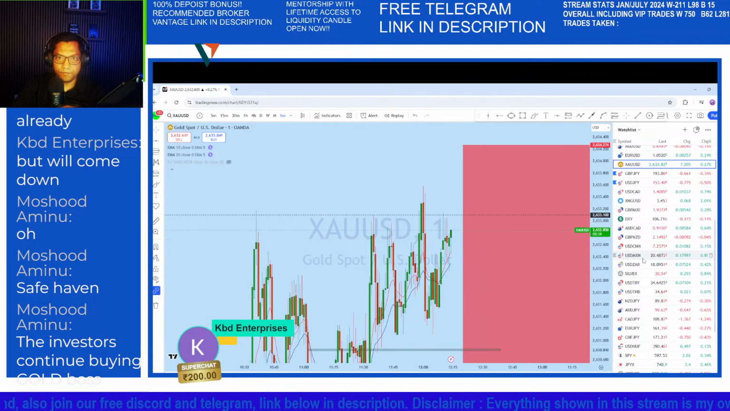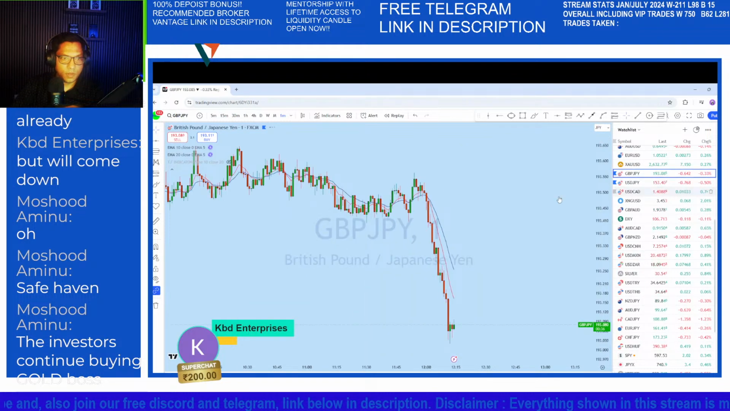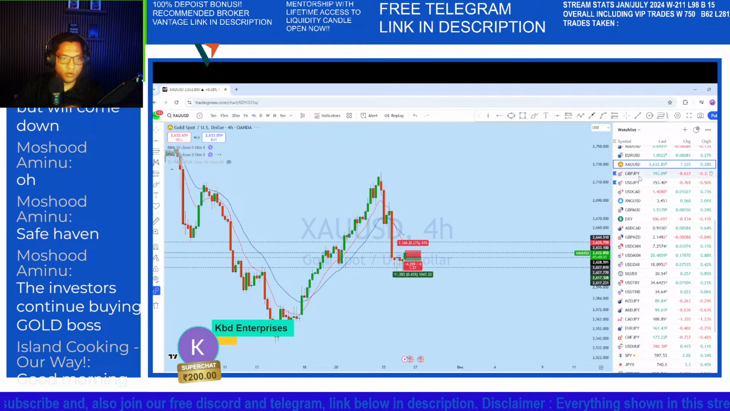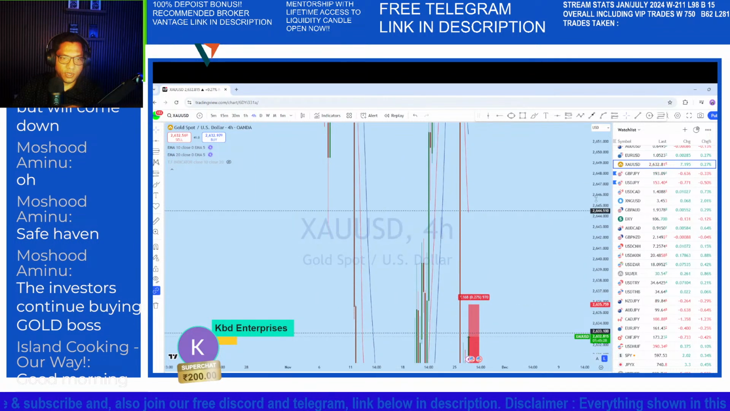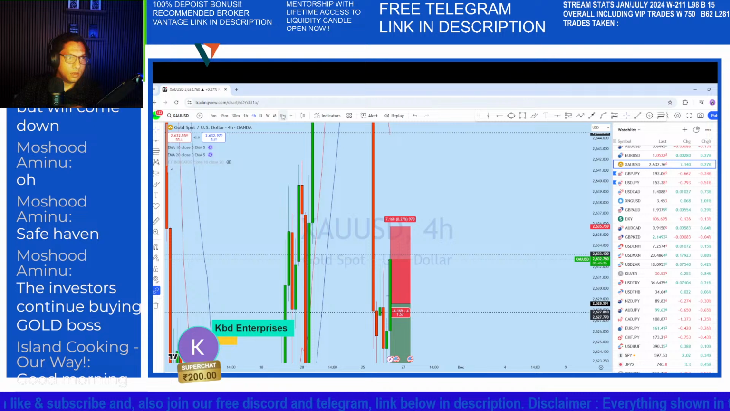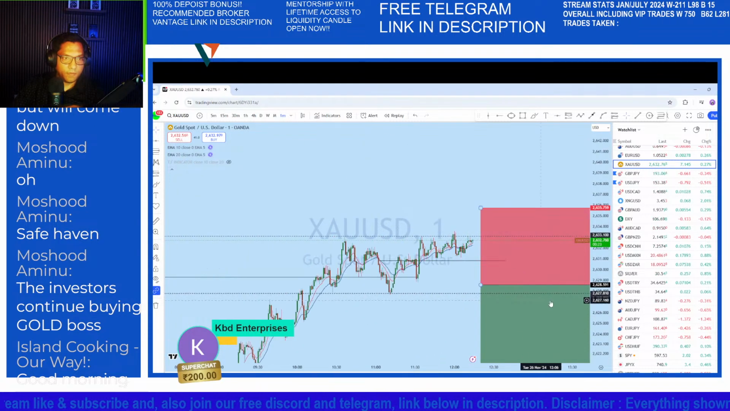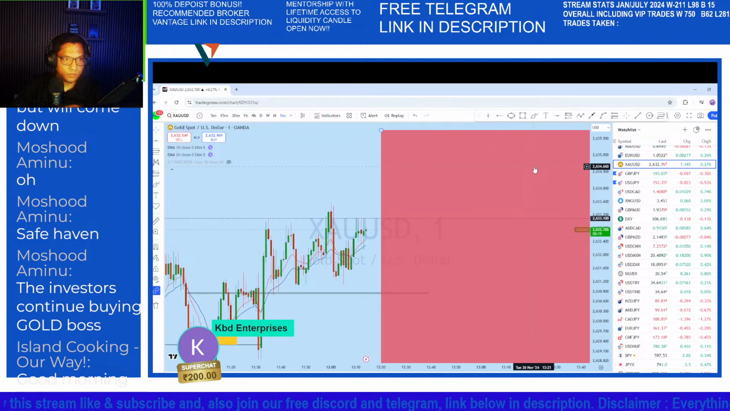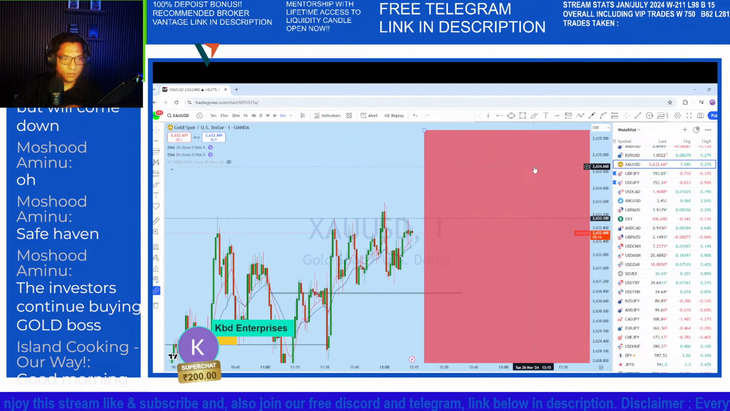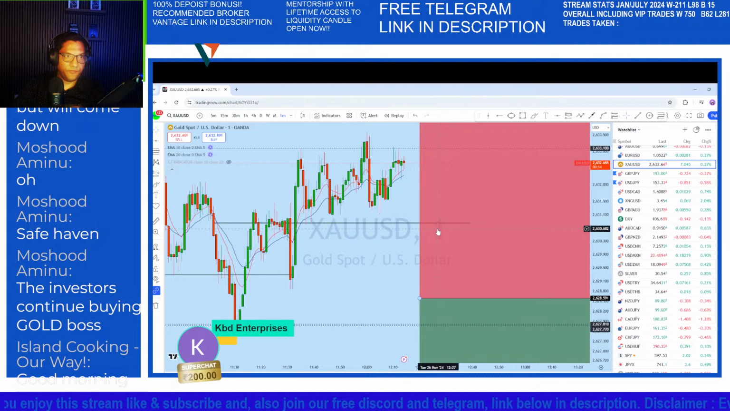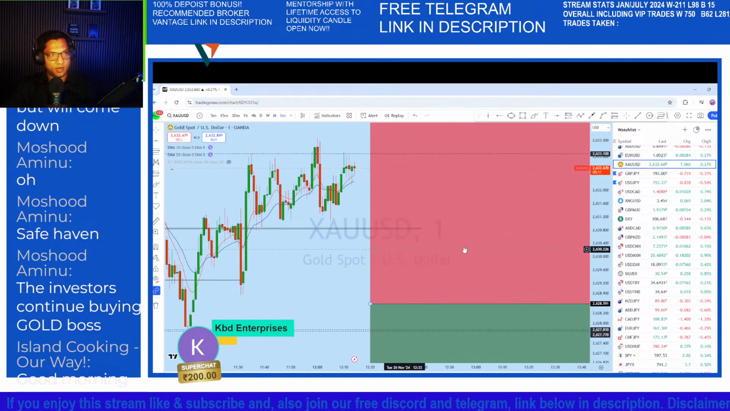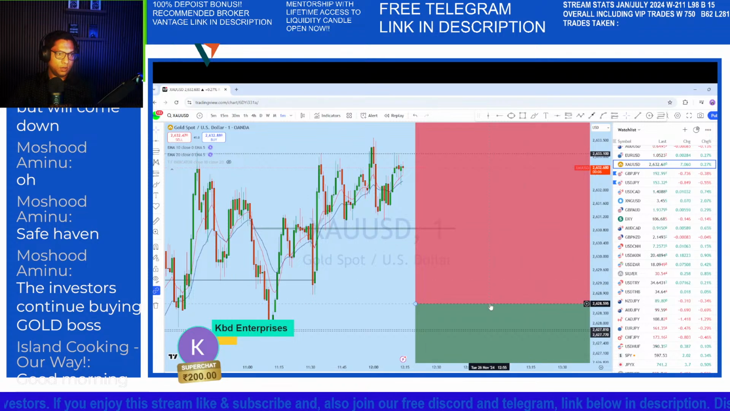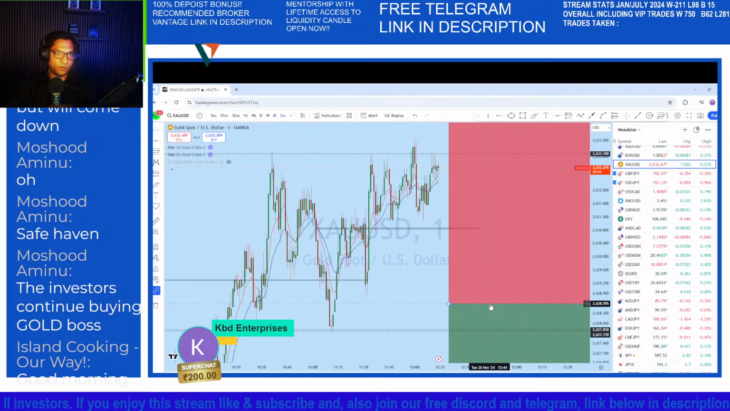Okay, GBPJPY started to break below. We will be looking at that as well. First of all, let's understand what's happening with XAUUSD. And so if it is failing to create a higher high, the option that we have is for the market to grab more liquidity from the support level.